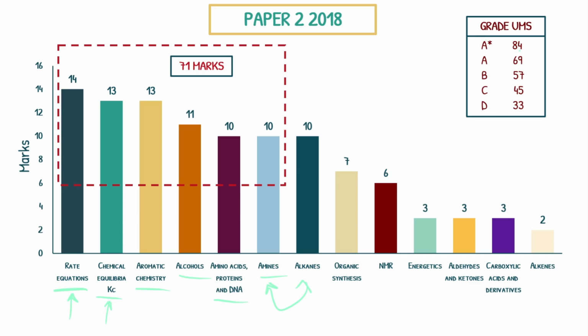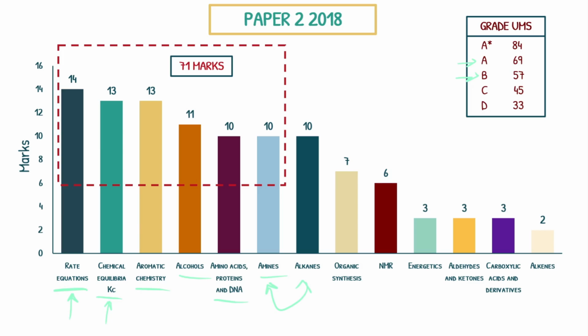What were the grade boundaries this year? A star was 84, an A was 69, and a B was 57. So you can see here 71 marks, although that's slightly above an A. That just includes all of these topics right here. Okay, just added together. It's that simple. It doesn't get any more complicated in terms of these charts, all right?